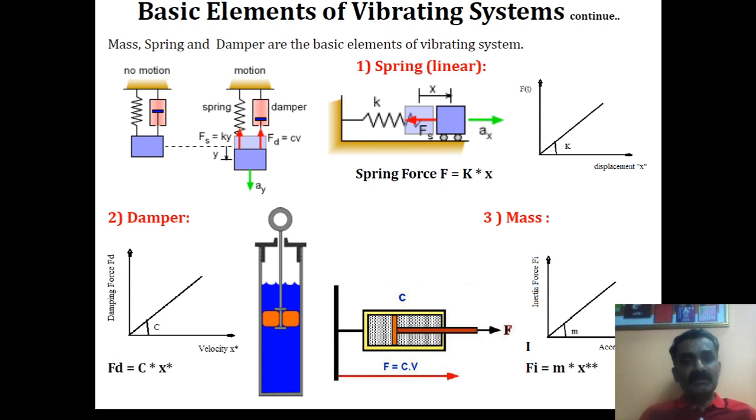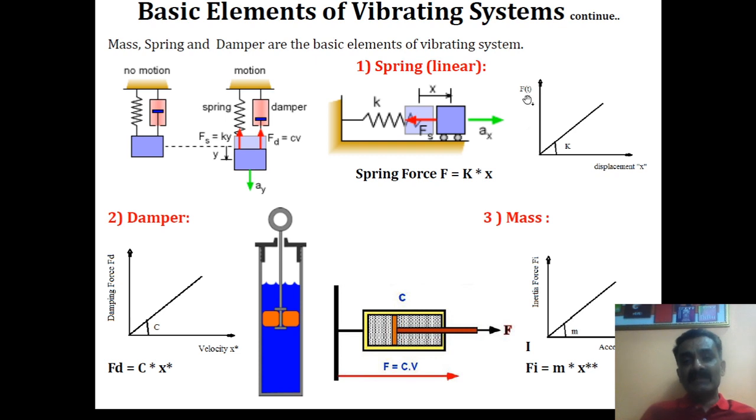So mass, spring and damper are the three basic elements of the vibrating system. You can see here, this is a simple spring mass system where the spring is there, the damper is there and the mass is attached. For the spring, we are going to study only linear vibration, so the spring which is used is a linear spring. What is the meaning of this linear spring?